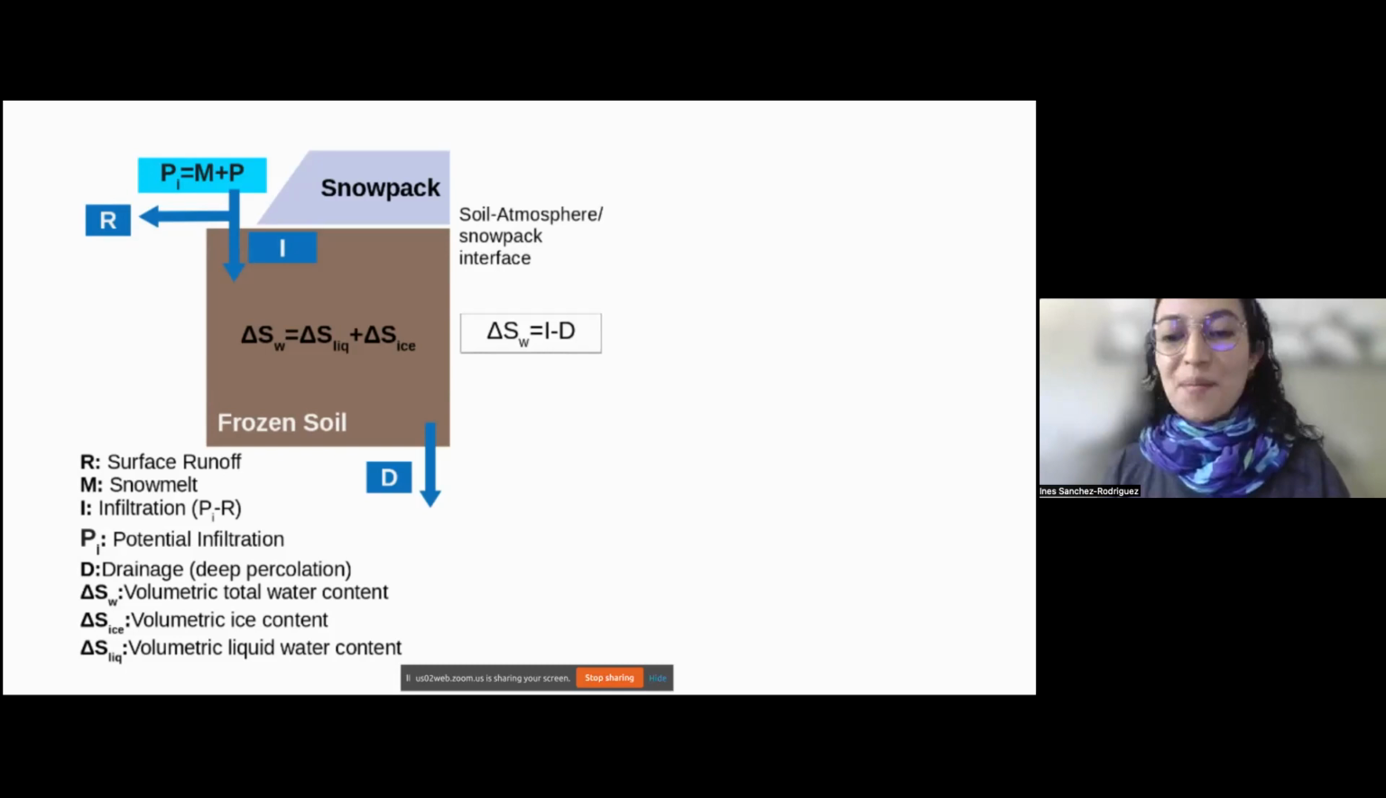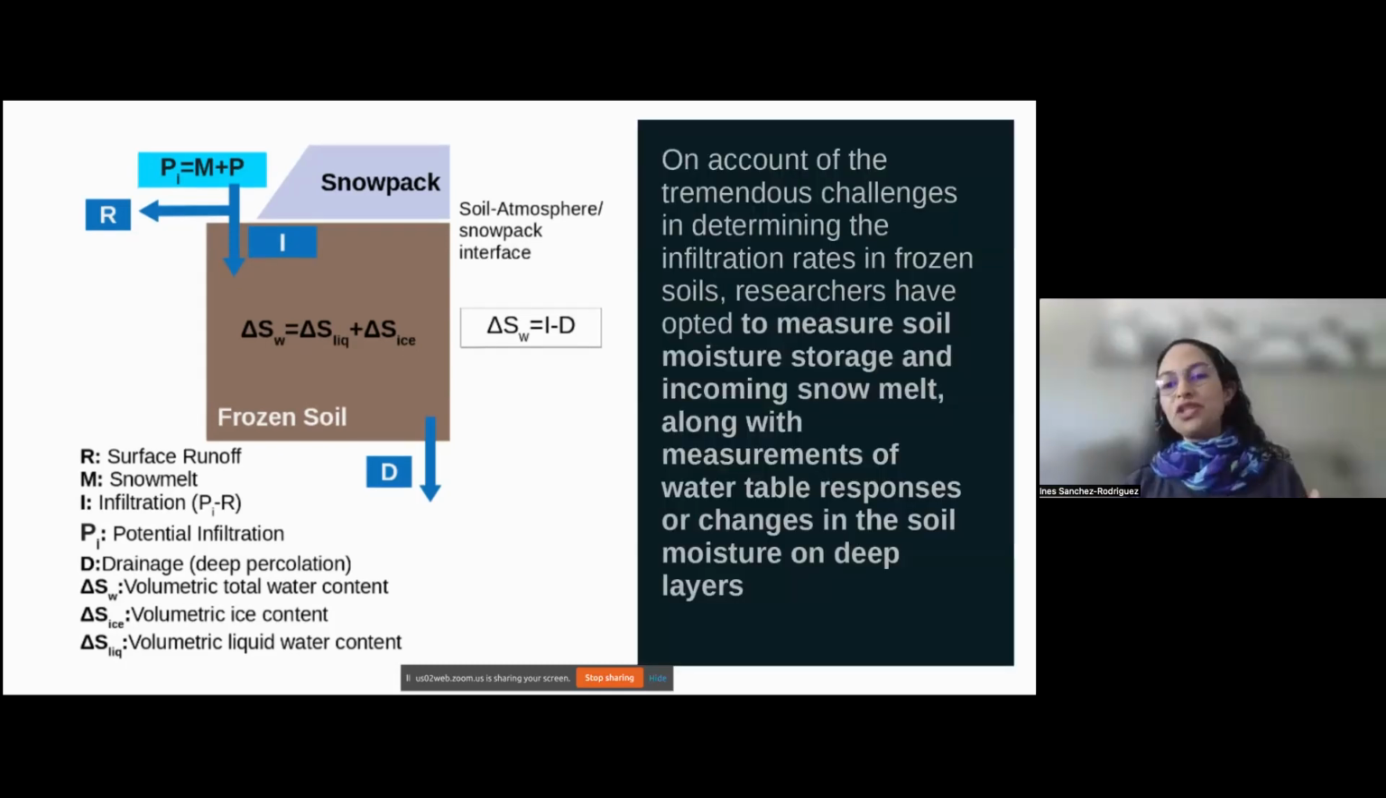So what happened? Measuring the infiltration rate in frozen soils is challenging. And the usual methods that we apply for unfrozen conditions don't apply in frozen conditions. So researchers have opted to measure soil moisture storage and incoming snowmelt, along with other types of measurements like groundwater table responses and changes in the soil moisture in depth in different layers, with the objective to track how infiltration occurs.